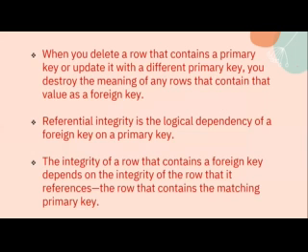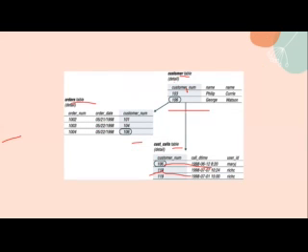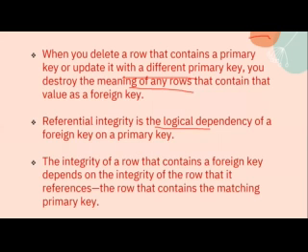Apart from this, you have some more information. When you delete a row that contains a primary key, or update it with a different primary key, we can destroy the meaning of any rows that contain the value as a foreign key. Referential integrity is a logical dependency of a foreign key on a primary key. See the diagram for clarity: customer table, order table and customer calls table. The identity of a row that contains a foreign key depends on the identity of the row that it references, that is, the row that contains the matching primary key. So primary key and foreign key are both important.